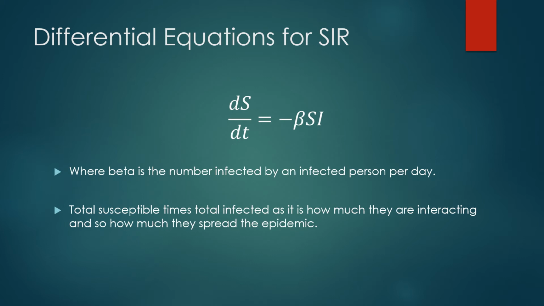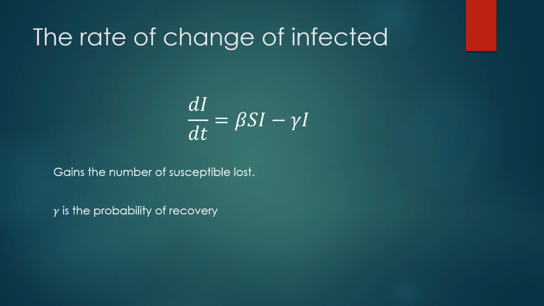The reason this is a negative number is because you're always losing susceptible people. The susceptible number doesn't increase, it can only decrease, so it's a negative rate of change. The second equation we'll be looking at is dI/dt equals beta S I minus gamma I.